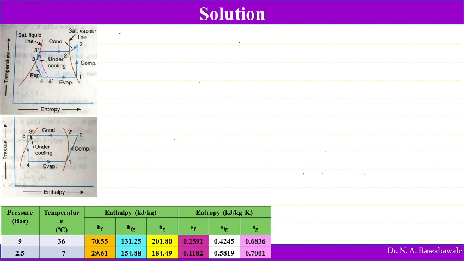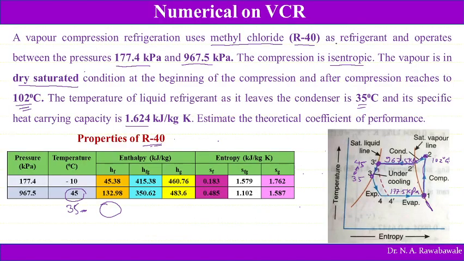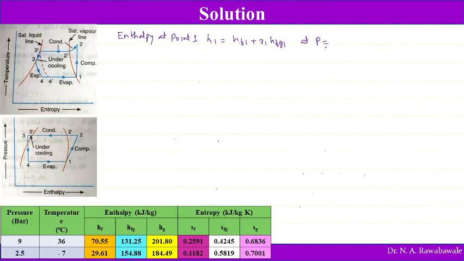So H1, enthalpy at point 1, is equal to HF1 plus X1 HFG1 at pressure P. Here the data taken is something wrong, so this data we won't refer to. This is the wrong table.